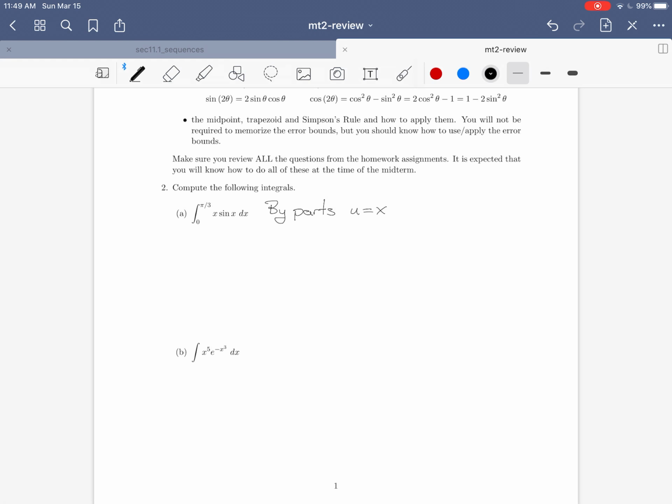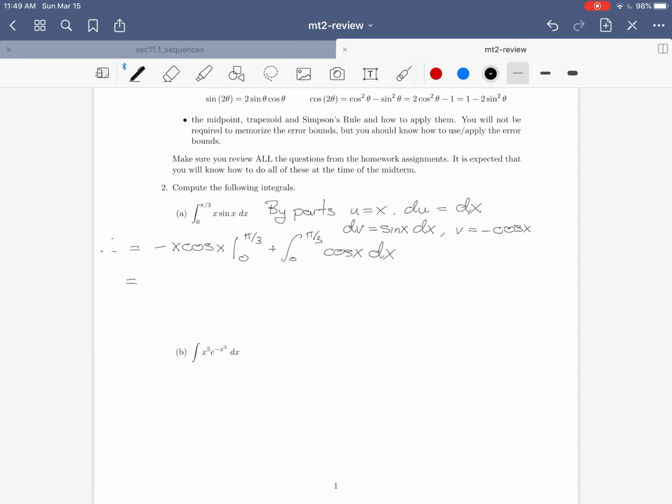So our u here, we're going to take to be x, okay, because when we differentiate u, we get something quite simple. We just get du is equal to dx, and the dv is going to be equal to sine x dx, and that means that v is going to be equal to negative cosine x. So therefore, our integral becomes uv, so uv is negative x cosine x, evaluated at 0 and pi by 3, plus the integral from 0 to pi by 3 of v du, so this is cos x dx.